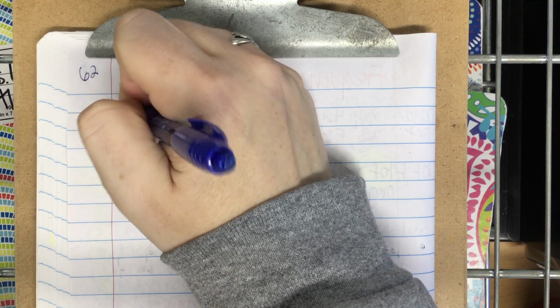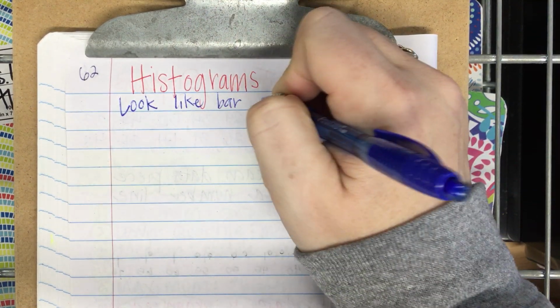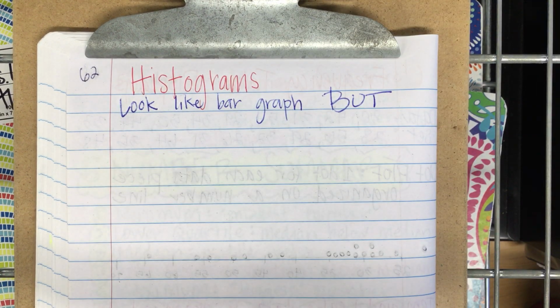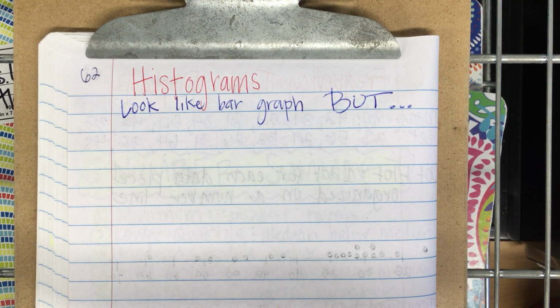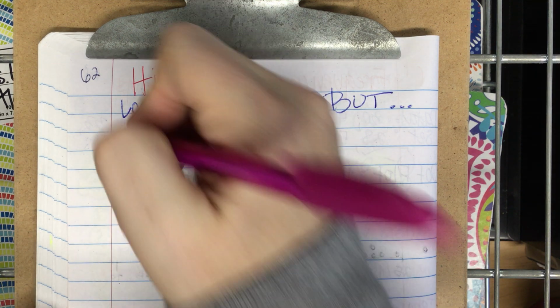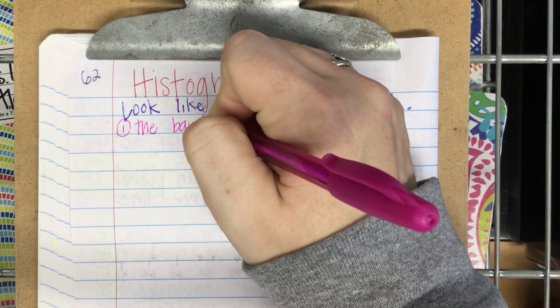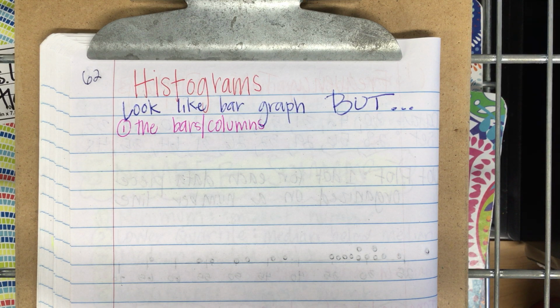All right, histograms look like bar graphs, but they aren't bar graphs. They look like a bar graph. However, instead, the bars or columns (columns is the word for vertical, right?)